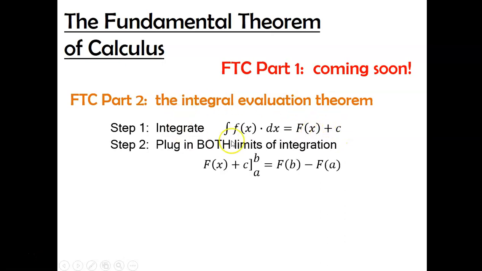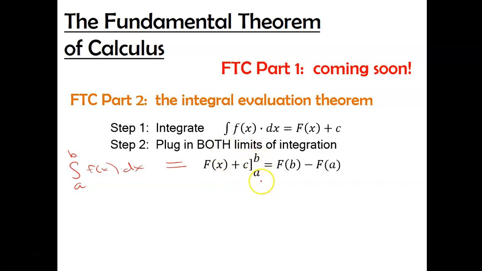Okay. Once I've done that, all we have to do to evaluate the definite integral is plug in both limits of integration, but we have to do it in a specific way. It's always upper limit minus lower limit. So we're assuming that this is the integral from A to B. Sorry, I don't have that written here. Okay, so I've integrated f of x to become capital F of x plus c, and then I'm going to take that and evaluate that.